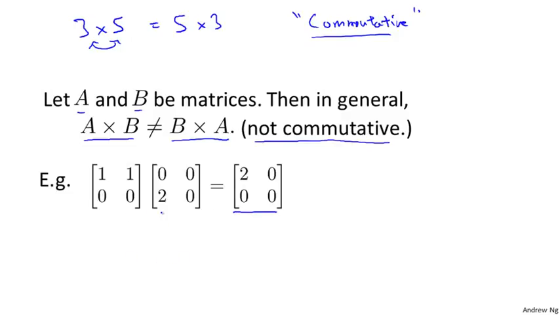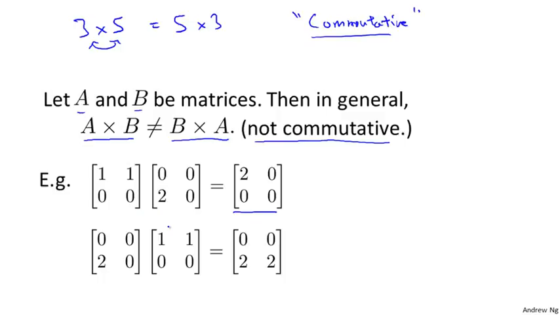Now let's swap around the order of these two matrices. So I'm going to take these two matrices and just reverse them. It turns out if you multiply these two matrices, you get this second answer on the right. And clearly, these two matrices are not equal to each other.